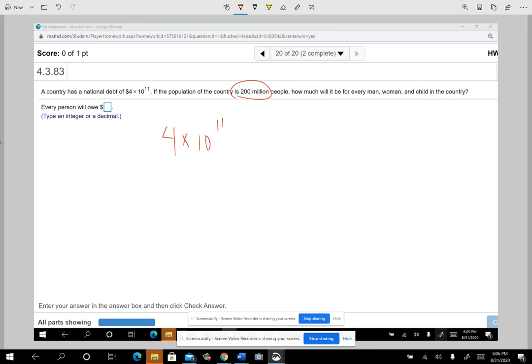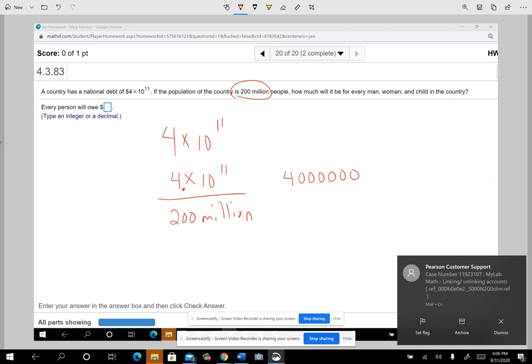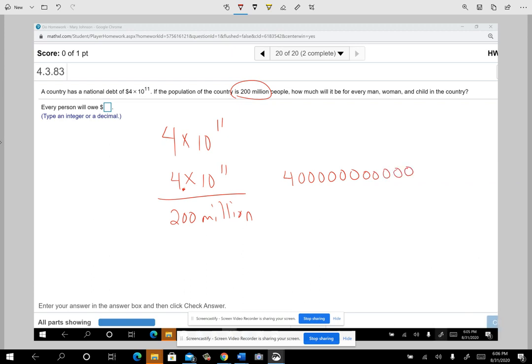Okay. So if this is the debt and you have 200 million people, you could take this and divide it by the people. But you need to kind of think about how to write that. So you can either change the top one and put it in standard notation. So the decimal is there and it needs to be a big number. So I'm going to move it this way. That's 3, 6, 9, 10, 11.